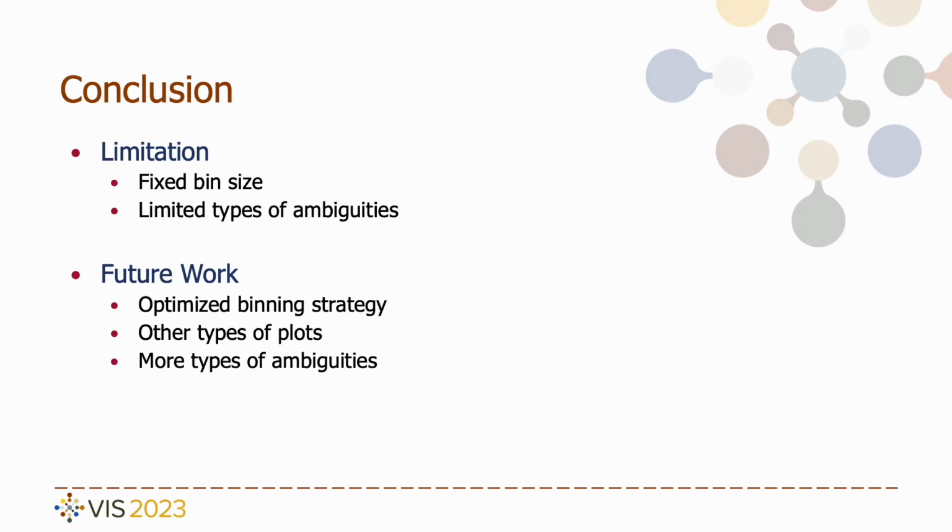Additionally, while we have addressed three types of ambiguities in line-based density plots, we acknowledge that other ambiguities may exist. We plan to develop a comprehensive taxonomy for categorizing these ambiguities in the future. Lastly, our approach has the potential for extension to other chart types, such as parallel coordinates or scatterplot matrices.